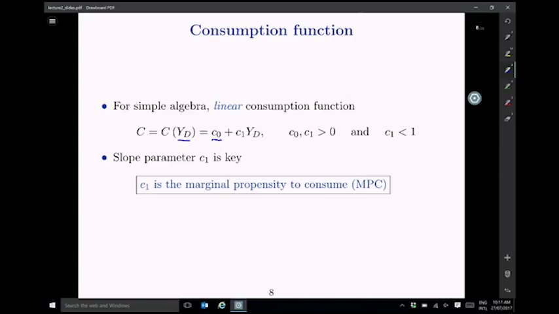C1 is called the marginal propensity to consume. That is, if you have $1 extra disposable income, how much more consumption you will have. Well, normally this C1 is less than 1. That is, if you have $1 more disposable income, you won't spend probably all of it. You want to probably leave some, just consume part of it. That's why generally the assumption is that C0 is greater than 0 and C1 is between 0 and 1. You will consume part of your extra disposable income, but not all of it. That's the consumption function.